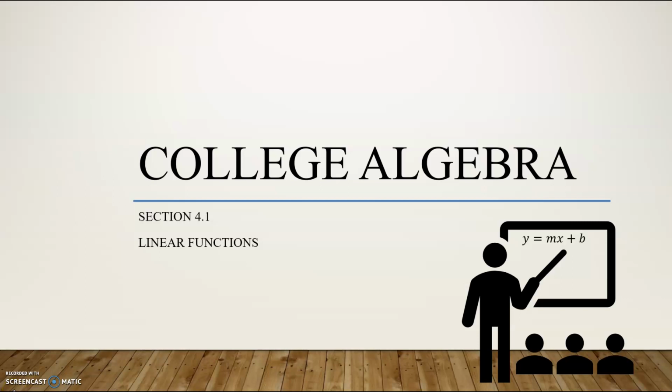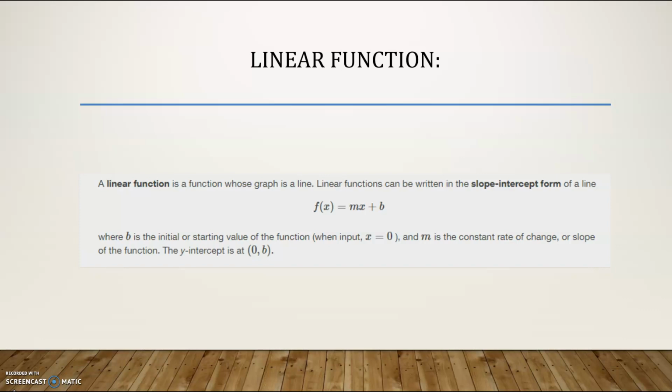All right, in section 4.1, we're talking about linear functions. A linear function is a function whose graph is just a straight line. Linear functions can be written in the slope-intercept form of a line, which we know to be not f of x, but y equals mx plus b. But remember, y can be written as f of x. It's just a really fancy way of writing y.